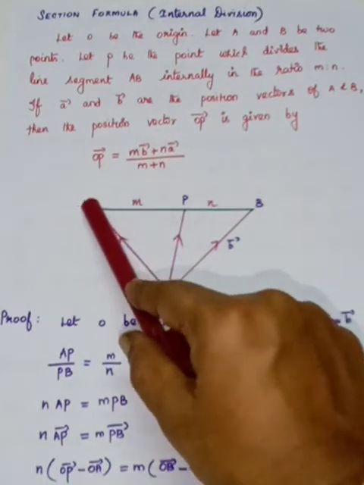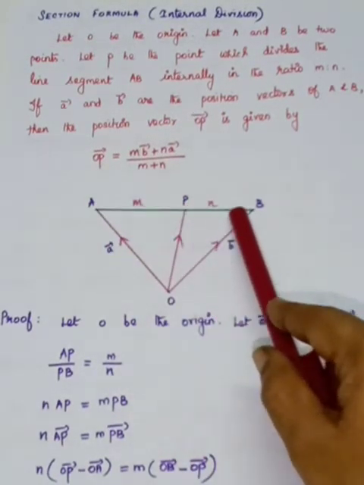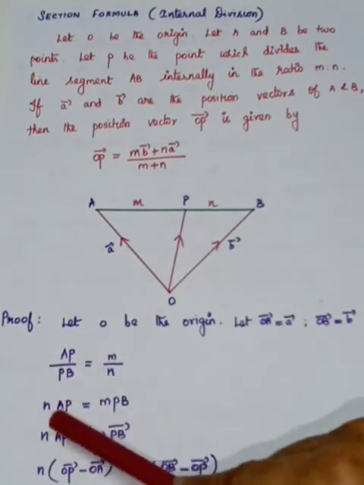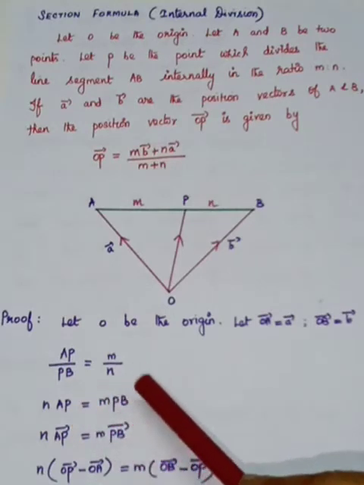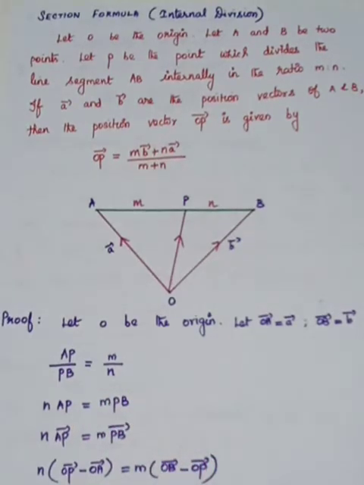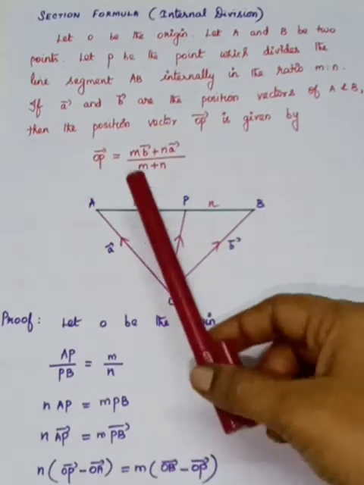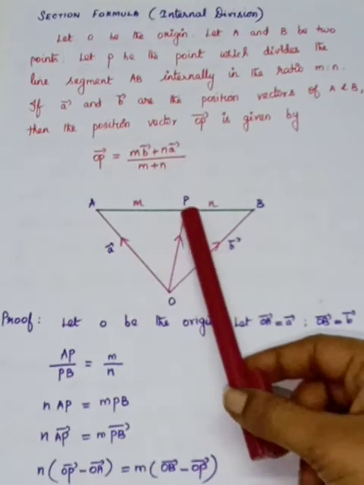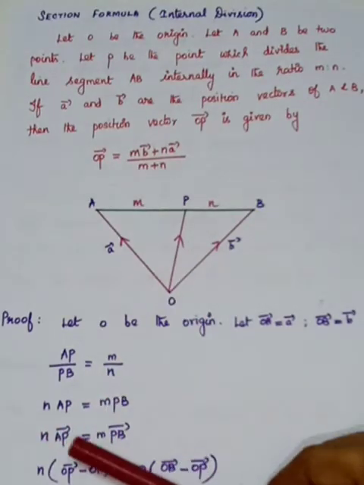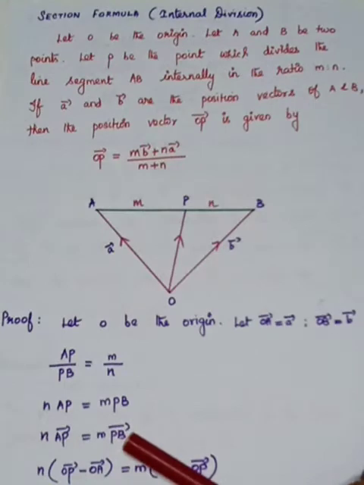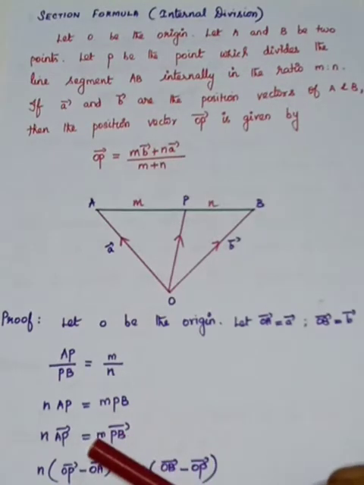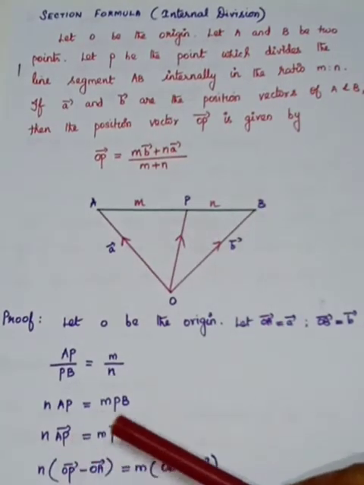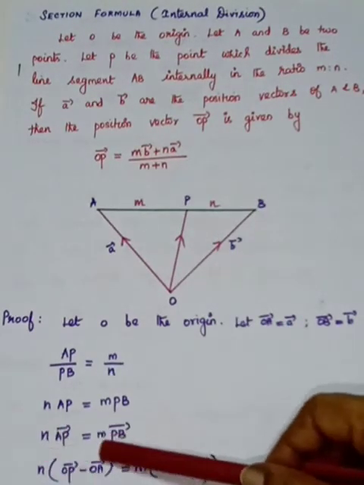Here what is given? AP divided by PB is equal to M by N. Just cross multiply: N AP is equal to M PB. Here we are going to apply the vectors. When applying vectors, they should have the same direction. AP and PB both have the same direction, so you can apply the vectors. If they are in the opposite direction, you have to put minus. So I apply the vectors on both the sides. M and N are scalars.